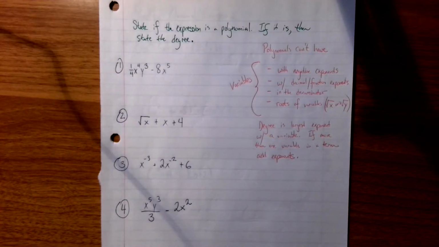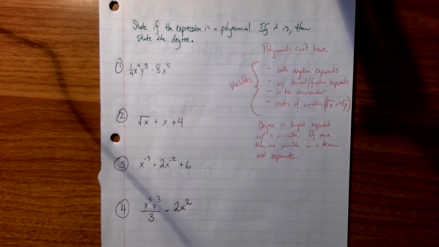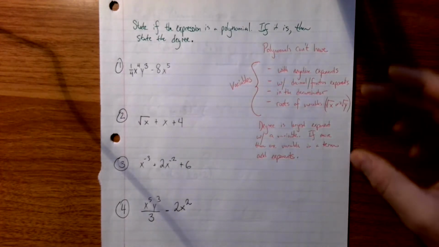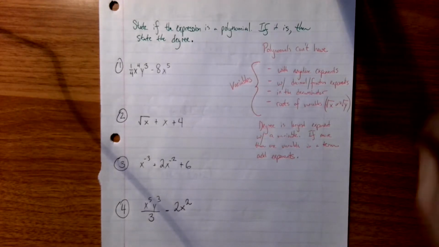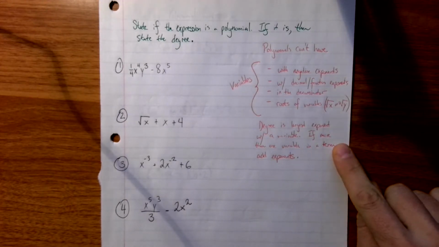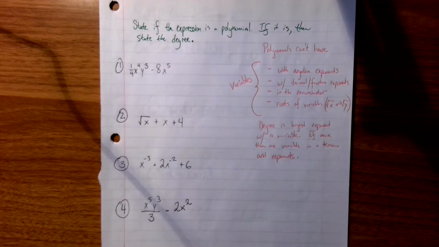Hey everybody, welcome to the exciting conclusion of the review of 5-1 operations with polynomials. So what we're going to do quickly is examine four expressions and determine whether or not they're a polynomial. If they're a polynomial, we're then also going to state the degree. If you'll notice over here, what I have is a list of things that make an expression not a polynomial, and also how to calculate the degree if in fact we're dealing with a polynomial.